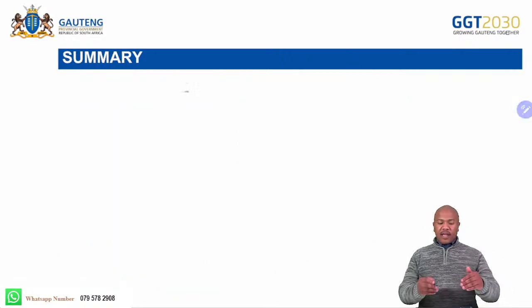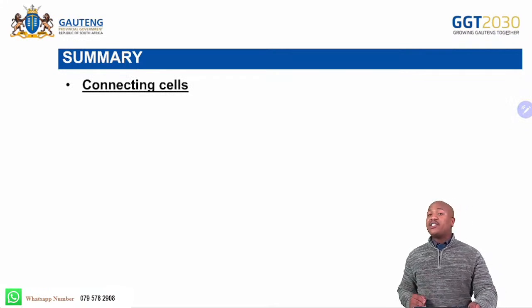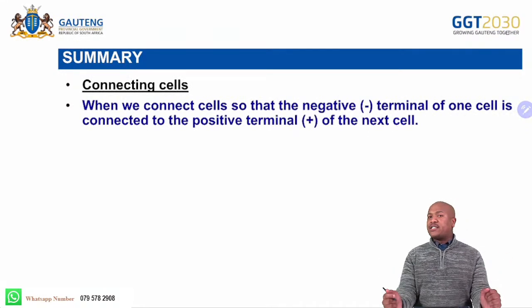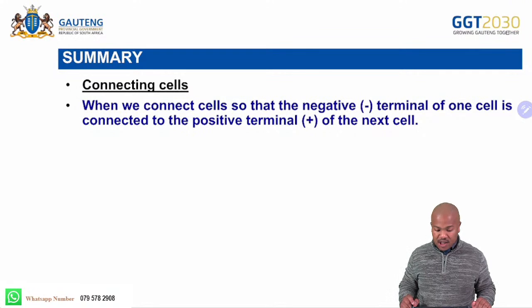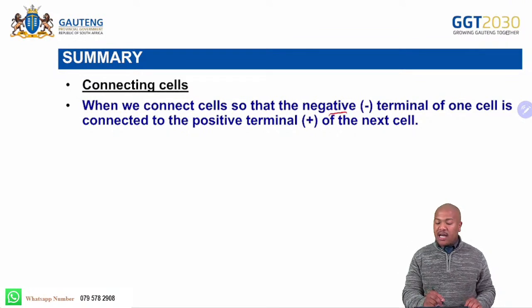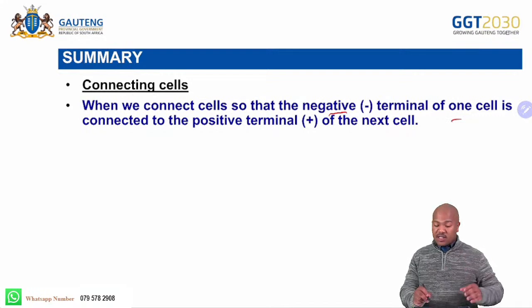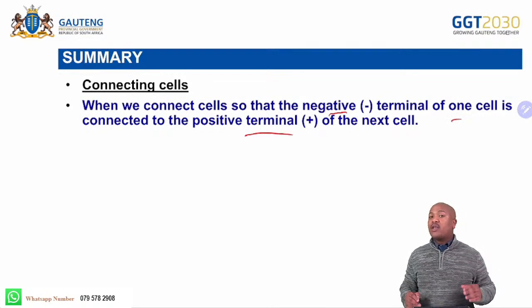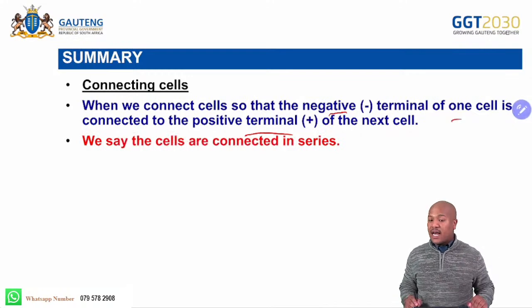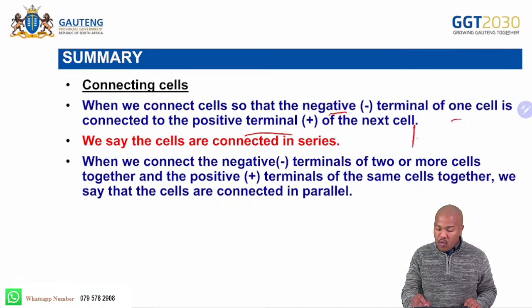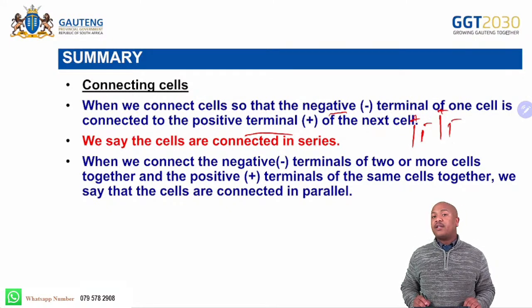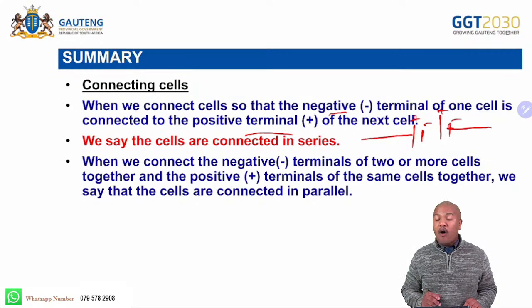Are we together? And we talked more about connecting cells again. What did we say about connecting cells? We said that they can either be connected in series or in parallel. So when we connect cells so that the negative terminal of one cell is connected to the positive terminal of the other cell, we said that they are connected in series. They are connected in a way that they follow each other like this: positive, negative, and then another positive and negative. Are we together? They are in series form.